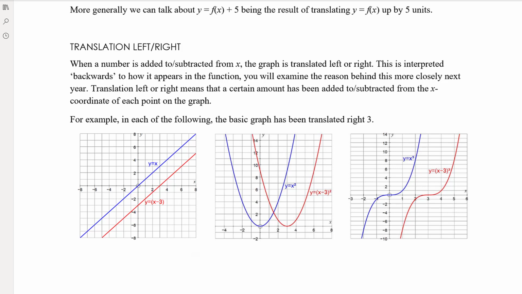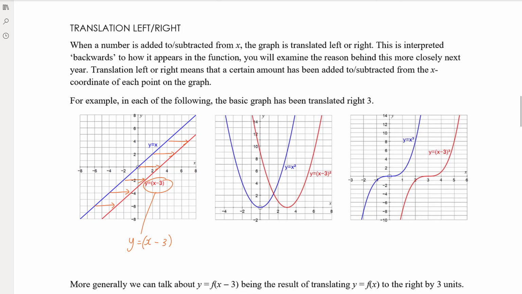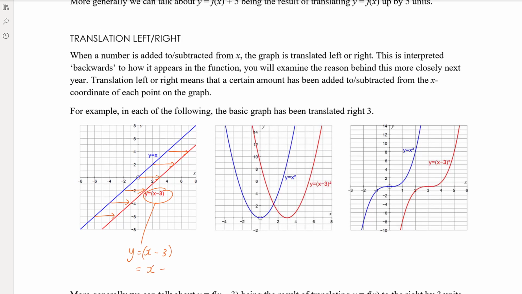So in this particular example, we've got our 3 functions, y equals x squared, y equals x cubed, and this time we've got y equals x minus 3, which means it has gone to the right by 3. Now, in the case of the linear graph, and this is why we don't talk much about translations with linear graphs, because there's not enough going on, y equals x minus 3, putting the negative 3 inside the function, is exactly the same as x minus 3. So actually in this case, it's the same as having gone down by 3.